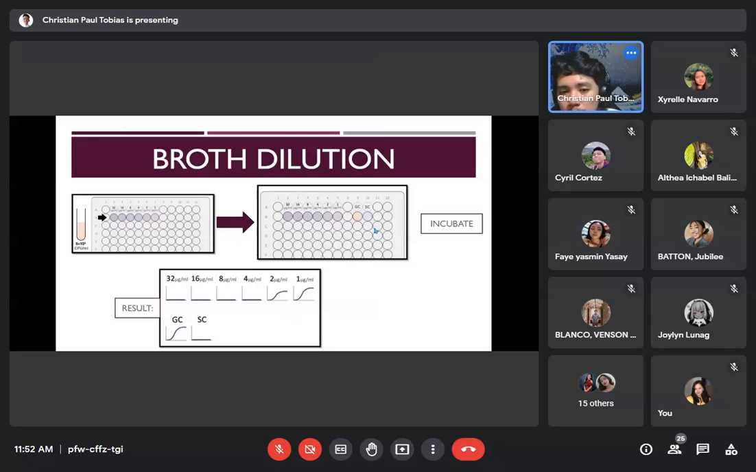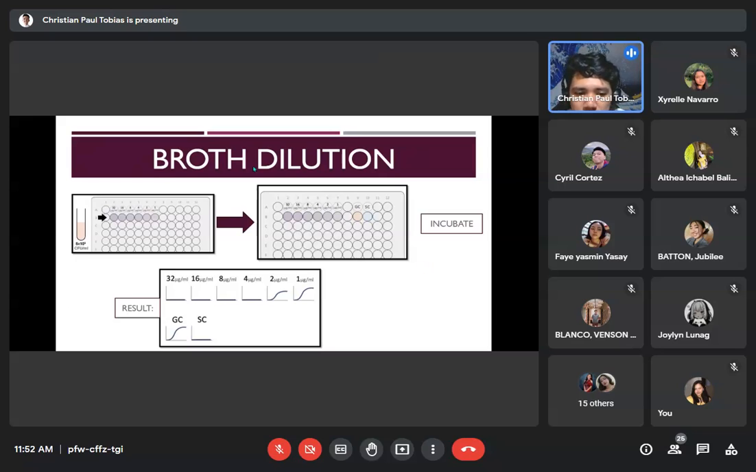Ngayon, bago mo i-incubate, dapat meron ka ding growth control and sterile control. Siyempre, pag may growth control, walang antibiotic. Kapag sterile control, walang bacteria. So, dapat, pagkalabas mo ng incubator, sa growth control mo, siyempre, dapat may growth. Sa sterile control, dapat walang growth. So, natatandaan nyo pa ba yung bacterial growth curve? So, lag, log, exponential, and decline.